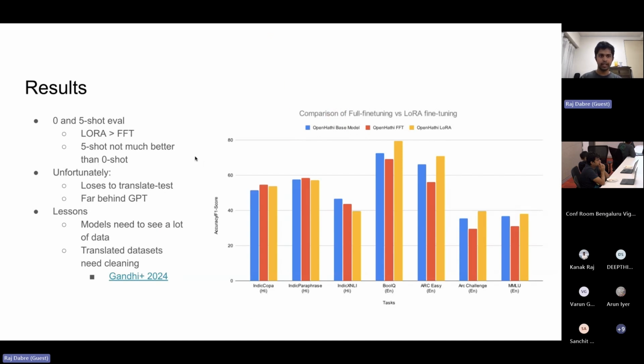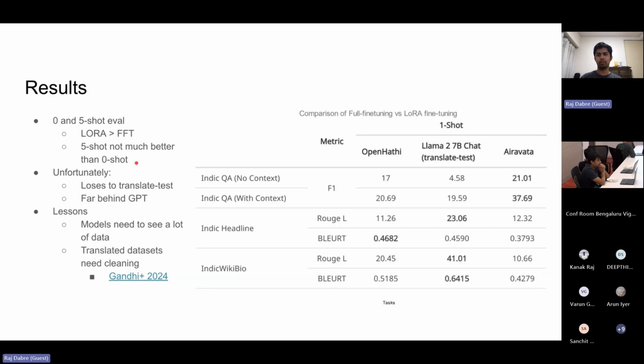And essentially over here, we can see that there are 0 shot and 4 shot evaluations we've done, and we found that LoRA is better than full fine tuning. 5 shot is not much better than 0 shot. Unfortunately, when we compare our models against Llama 2 7 billion with a translate test setting, or GPT-3.5 and GPT-4, it turns out that these models are still far behind.